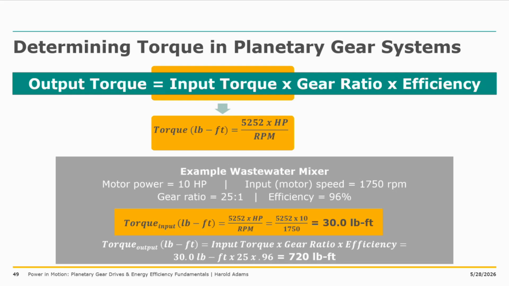So in this case, measured in pounds-foot, we have a constant here, 5252 times horsepower divided by RPM for the input torque. In our example, we have a 10 horsepower motor operating again at 1750 with an efficiency rating of 96% and a gear ratio of 25:1. So in the chat, would this be a single stage planetary or a multi-stage planetary arrangement? Again, gear ratio equaling 25:1.